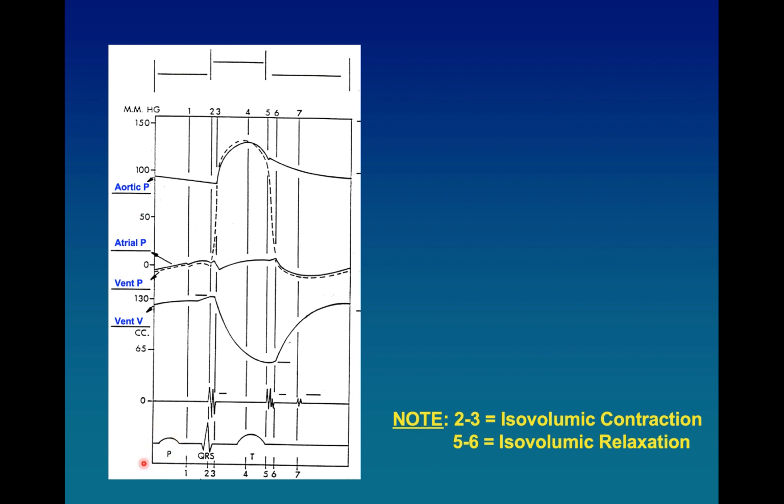So the P wave is where you have atrial depolarization. So we're going to look over here, and we're going to look for something that has to do with atria. This is aortic pressure, atrial pressure, ventricular pressure, and ventricular volume, which is measured in cc's. So the unit of this one is going to be a little bit different than the unit for these 3 pressures. For the P wave, this is going to be atrial depolarization. So this is when the atria are going to be contracting.